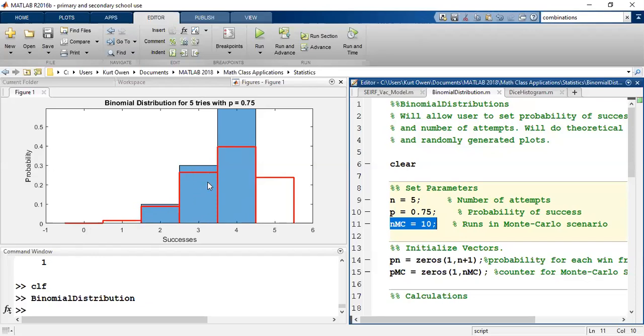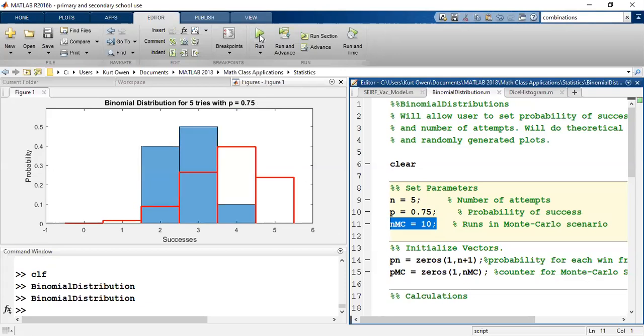He more frequently got 3 baskets in, and he often made 4 of the baskets. But look at this, he never made 5 baskets. So even though it's fairly likely in our little histogram here, in this particular set of experiments of him repeating this 10 times, he never made all 5. Let's see if the next time, wow, look at that.